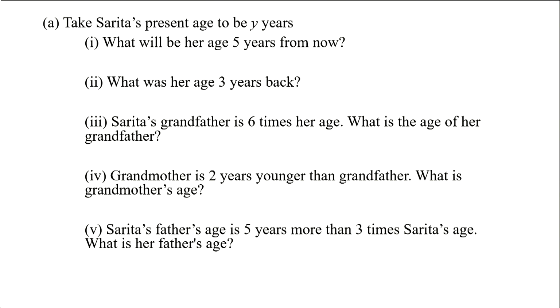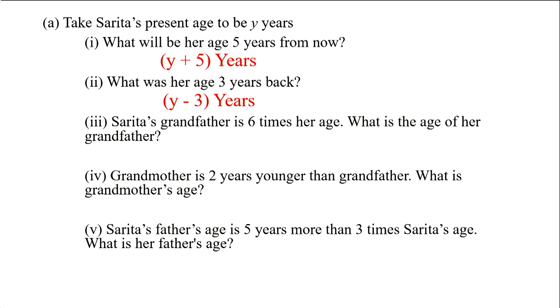Let us answer the first question. What will be your age 5 years from now? You are exactly correct. It is y plus 5 years. What was her age 3 years back? What do we have to do? Do we have to add 3 or subtract? Yes, we have to subtract 3, that is y minus 3 years.